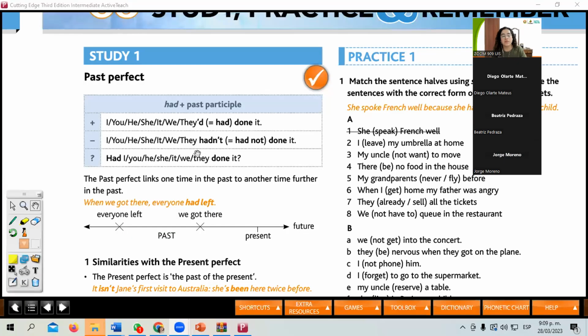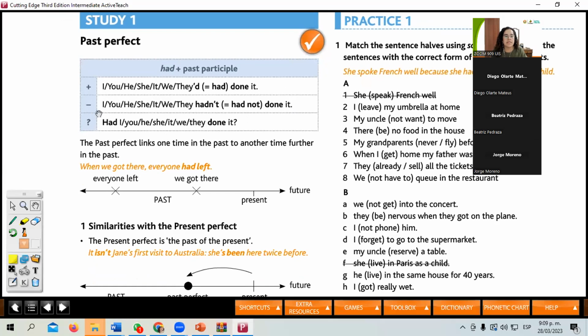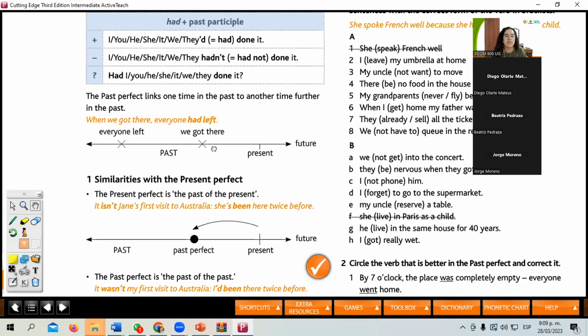All right. So this is the structure. We already know it for the past perfect. So the uses of the past perfect are, this structure links one time in the past to another time further in the past. Puede ser un poco confuso, ¿no? El pasado perfecto conecta un punto del pasado con otro tiempo, con otro evento más adelante, pero que también está en el pasado, ¿no? Entonces es el pasado del pasado.